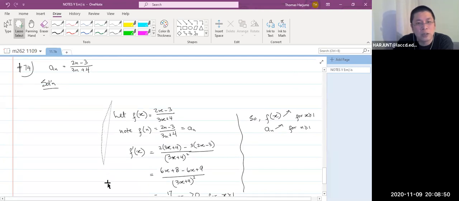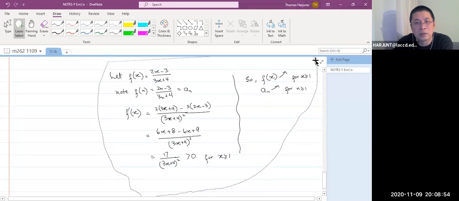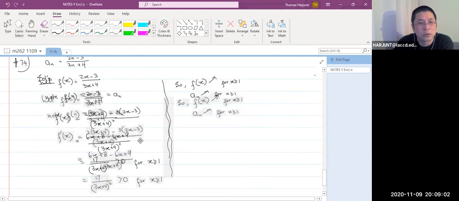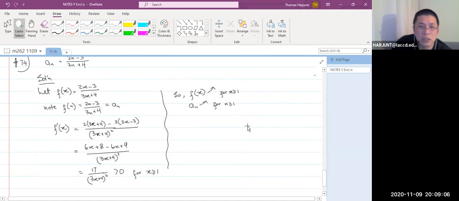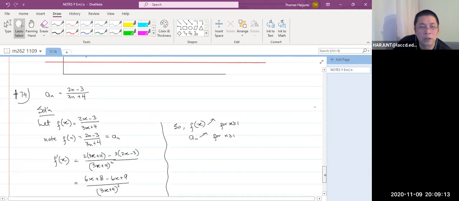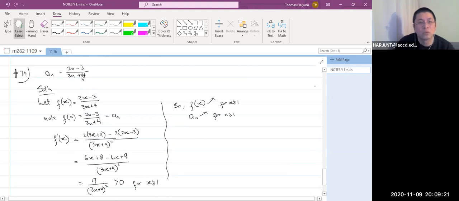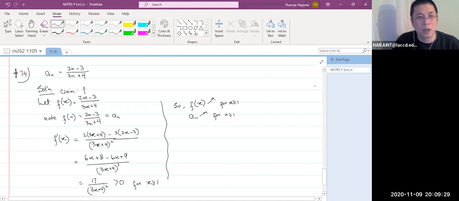So now I have shown that this sequence is increasing. Can I show that this sequence is bounded above? Can you pick a number that it is always greater than a sub n? So step 1, I claim the sequence is increasing. That's the proof. The second thing I want to show is that it is bounded above.